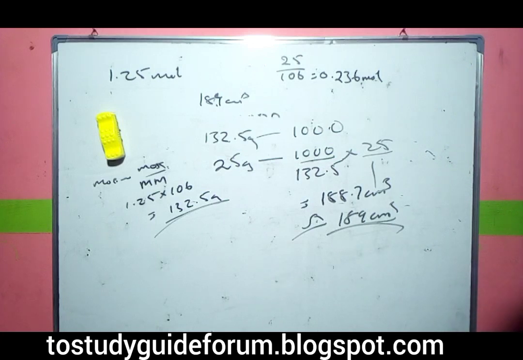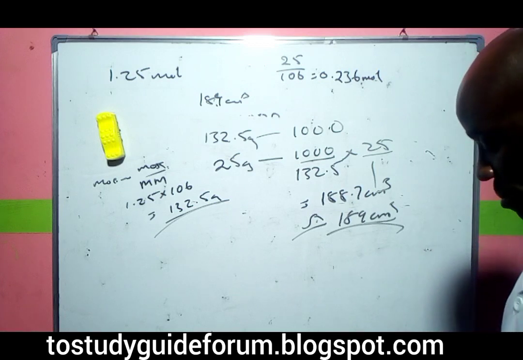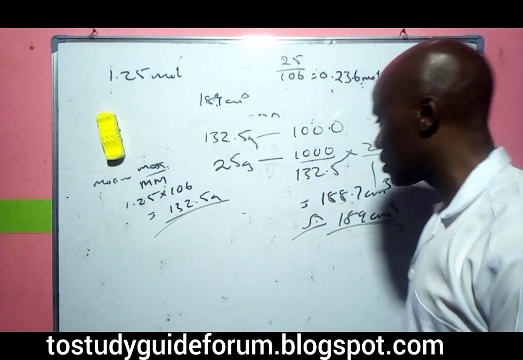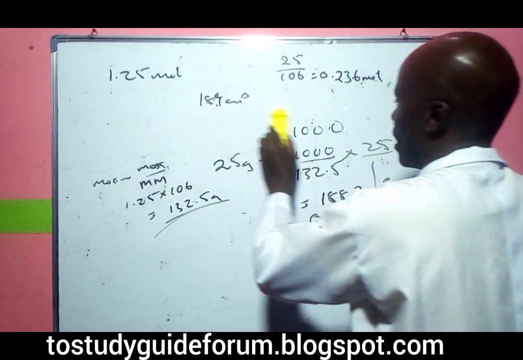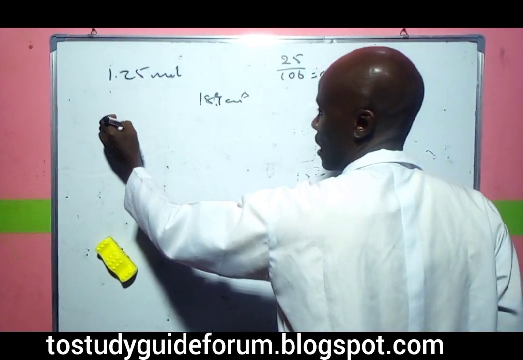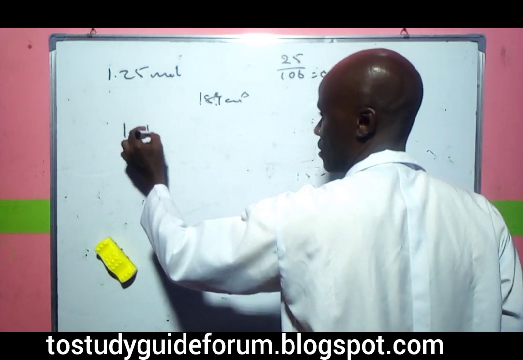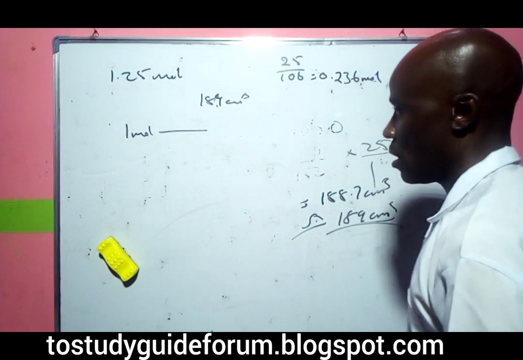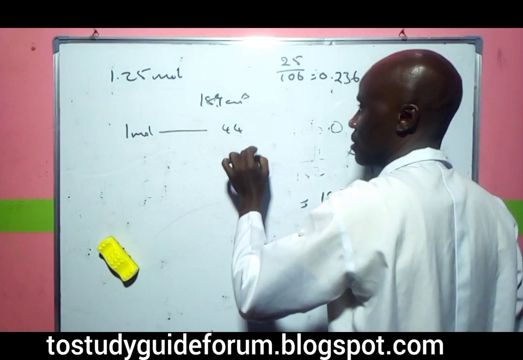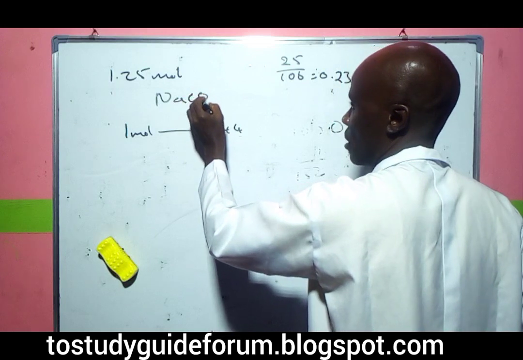It says the mass of carbon dioxide released when 1 cm cube of the saturated solution reacted. Now from what we have there, we are going to calculate. We know from the chemical equation that 1 mole of that will give us 44 grams. Now let's look at the chemical equation first, so that we'll be able to know what we are actually talking about.